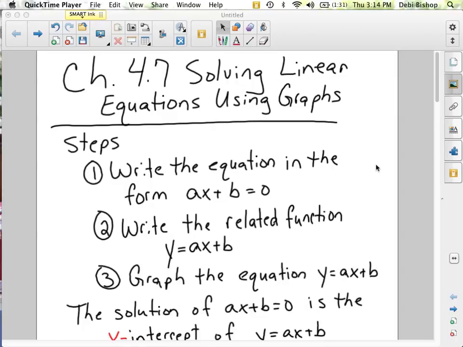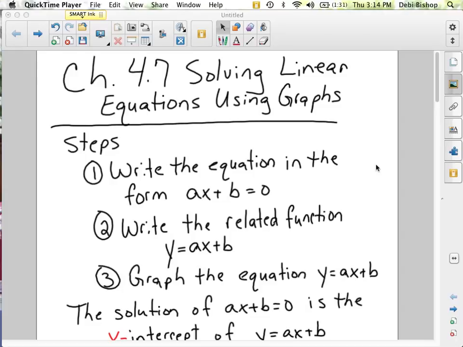Today in class we talked about the importance of using a straight edge and graph paper and showing your scale when you graph equations, because sometimes we need to look at the graph and figure out other aspects of it, like the x-intercept that we're going to talk about today. There are 3 steps in solving linear equations using a graph.